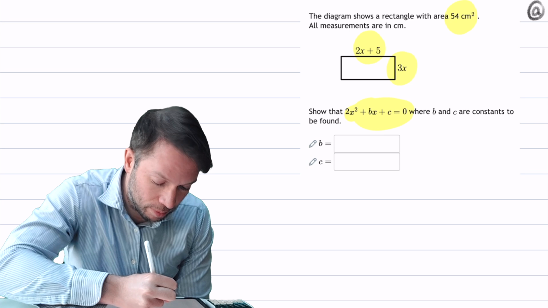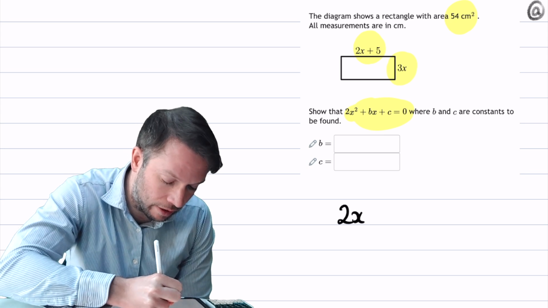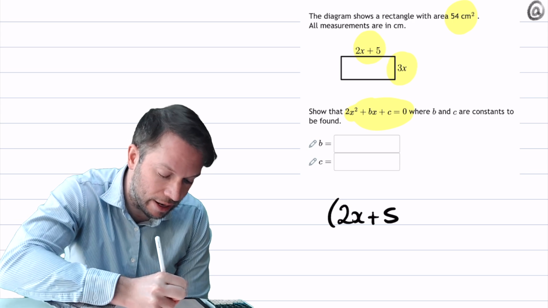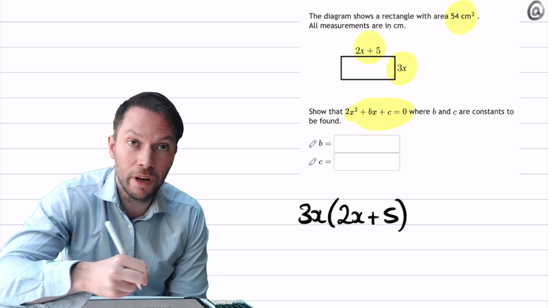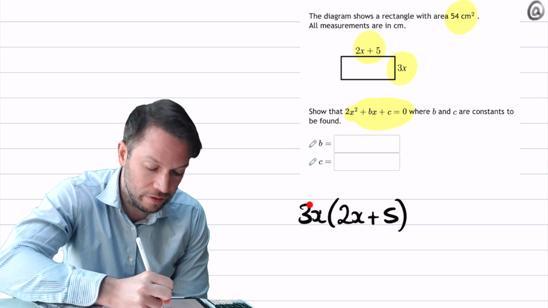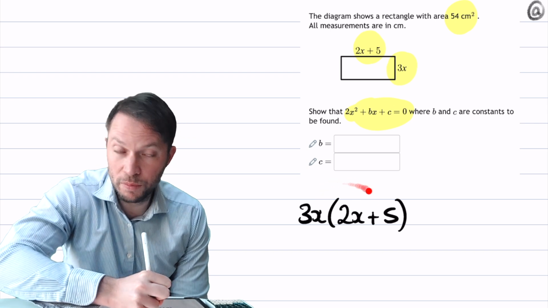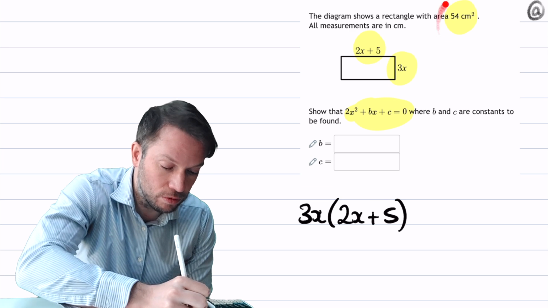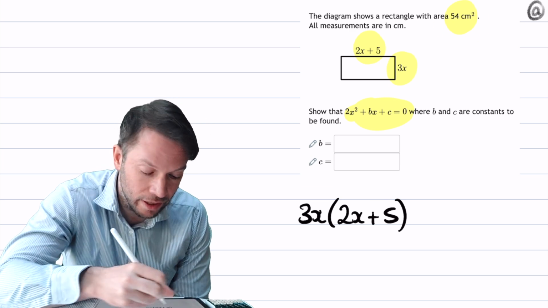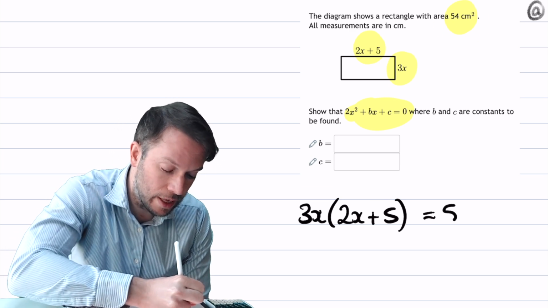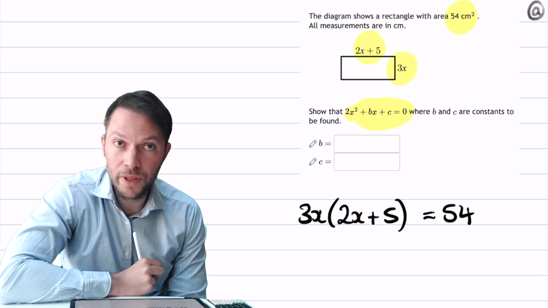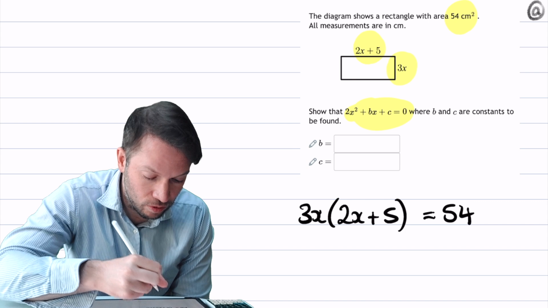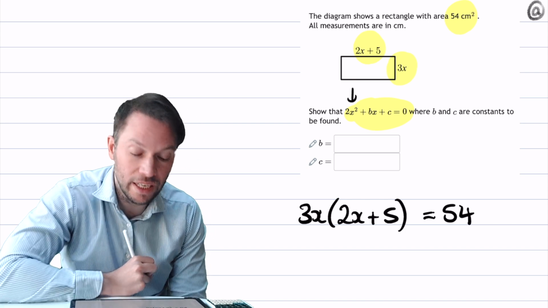So I would multiply the 2x plus 5 by the 3x, and to multiply it by 3x, I could put that in brackets and write the 3x on the front. Because remember, in algebra, when two things are next to each other, you're multiplying them together. And we're told this area here is equal to 54, because the area is given, it's 54. And that gets us an equation. And now we just need to slightly simplify that equation until we get this form that we want here.